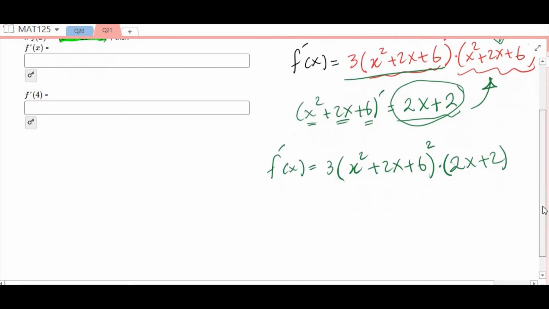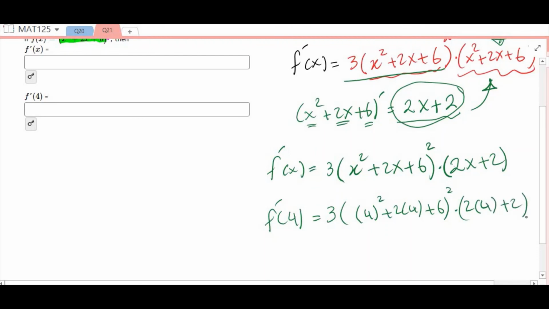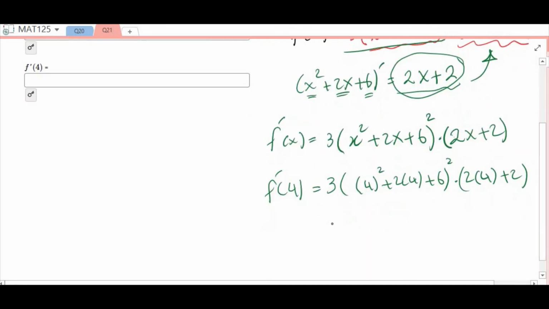For the second part, we have to find f prime of 4. So to do that, we're going to replace each x with 4. So we'll say this is equal to 3 times 4 to the second power plus 2 times 4 plus 6, all to the second power, times 2 times 4 plus 2. And then if you find this on Desmos, the final answer is going to be 27,000.